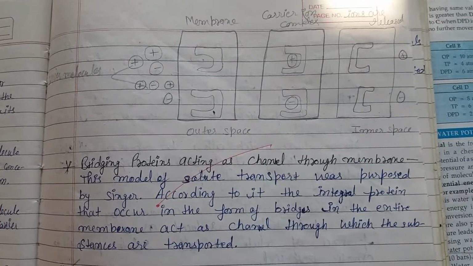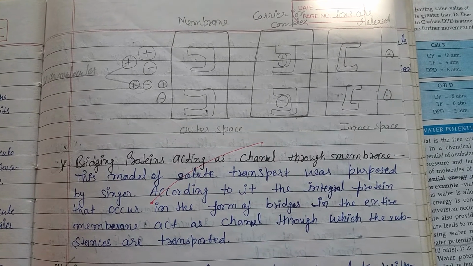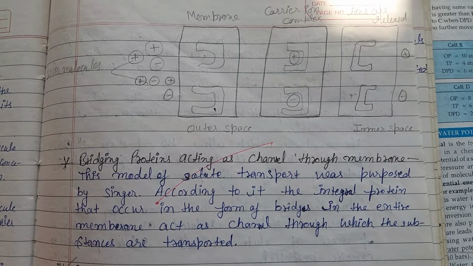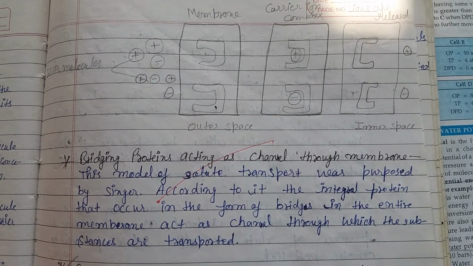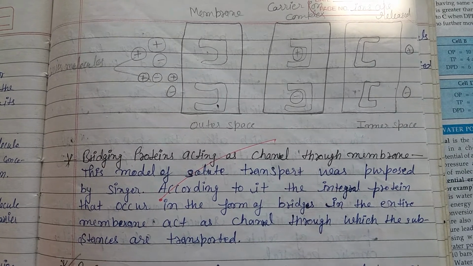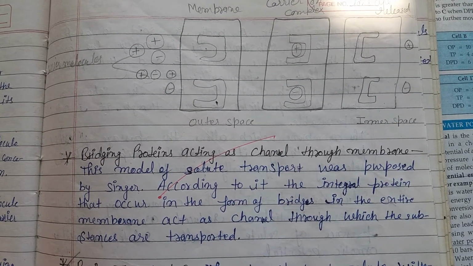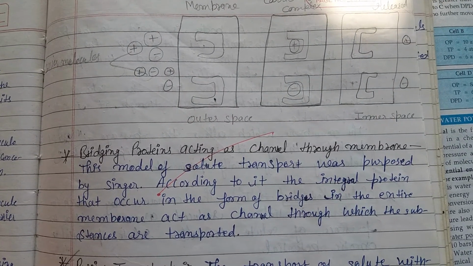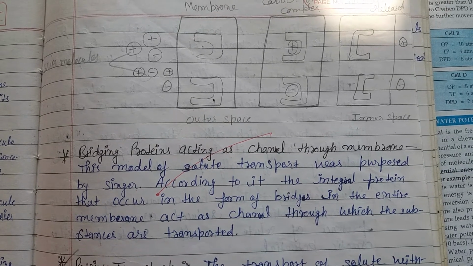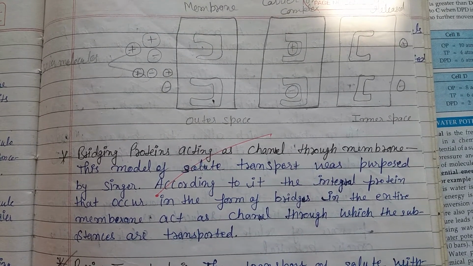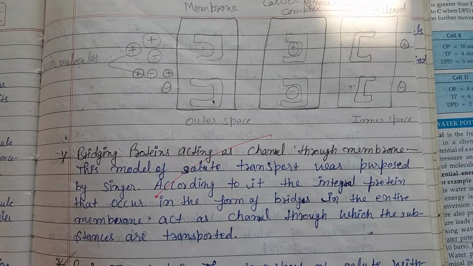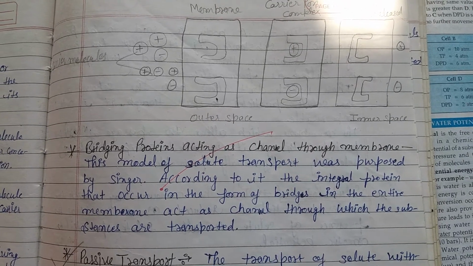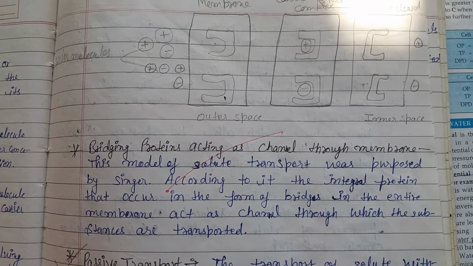Now here is another method, bridging proteins acting as a channel through membranes. The model of solute transport was proposed by Singer. According to it, the integral proteins that occur in the form of bridges in the entire membrane act as a channel through which the substances are transported. Means here the integral proteins form a bridge-like structure in the entire membrane and act as a channel for the transportation, and this model was proposed by Singer.